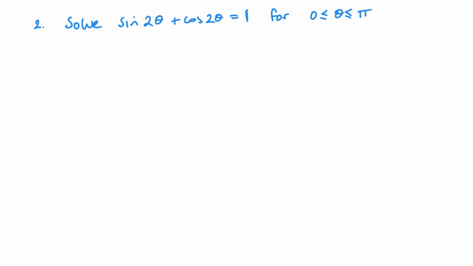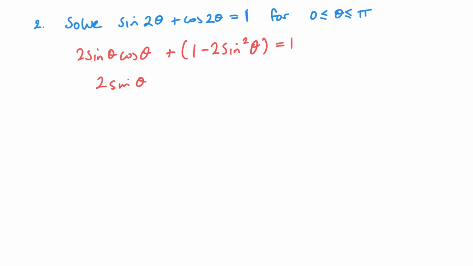Okay, next question. Sine 2 theta plus cos 2 theta equals 1. Now we have a few ways of solving this one. First, let's use sine 2A to change the first one. So 2 sine theta cos theta plus... Now I think it's easier to do this one with 1 minus 2 sine squared theta. And the reason is that I can see that then the 1's will cancel. So I've got 2 sine theta cos theta minus 2 sine squared theta equaling 0.